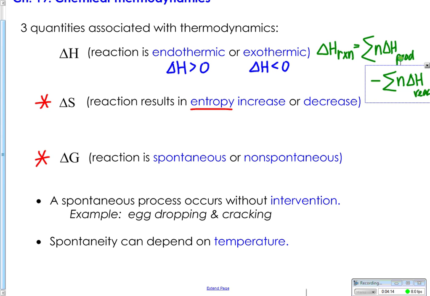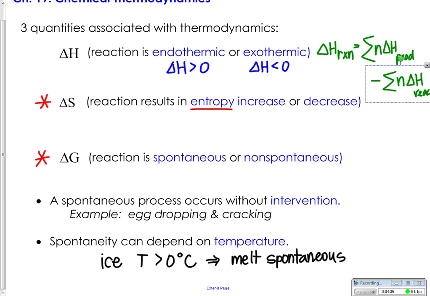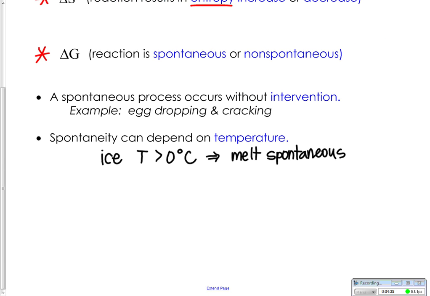Now, spontaneity can depend on temperature. For example, if I take ice and place it at a temperature that is greater than 0 degrees Celsius, the spontaneous process is for it to melt. Hopefully that makes sense. If ice is at a temperature above 0, it's going to melt. However, if it's at a temperature less than 0 degrees Celsius, it would not melt, so that would not be spontaneous. So sometimes whether reactions are spontaneous or non-spontaneous will depend on temperature.